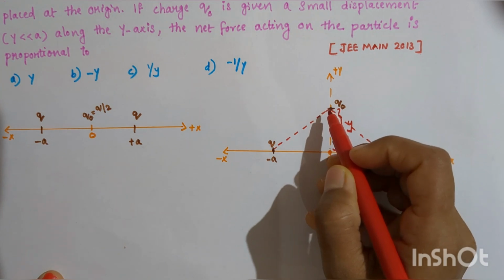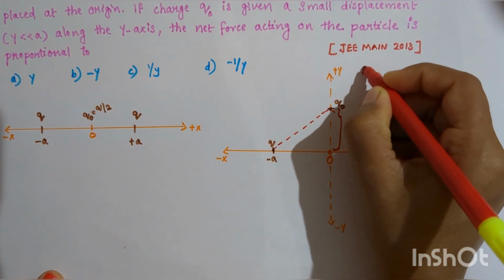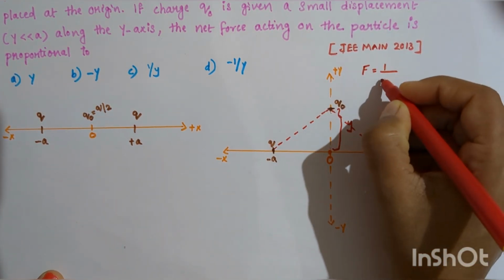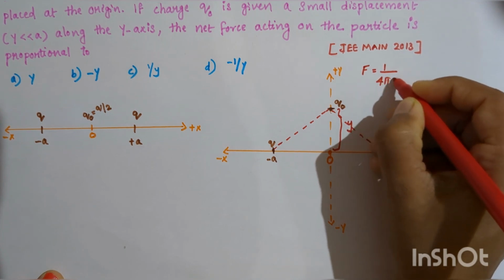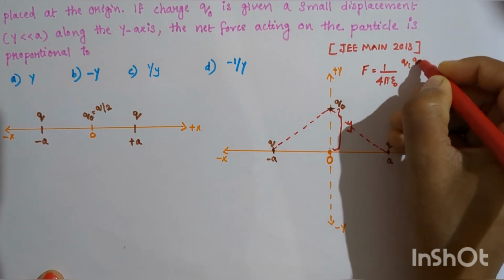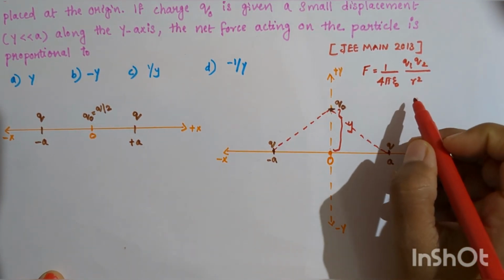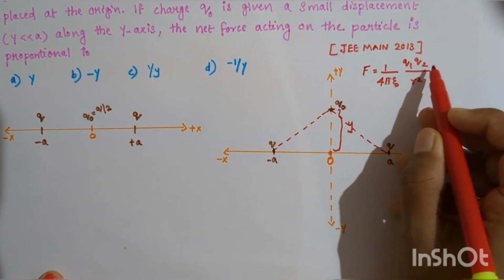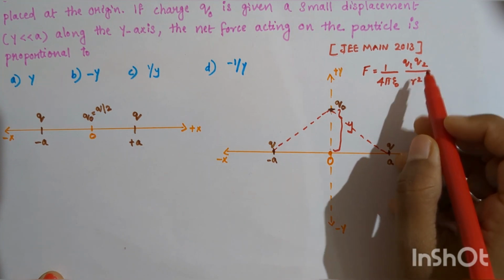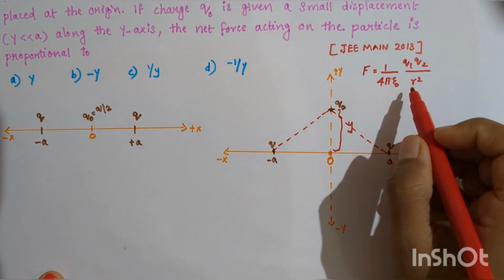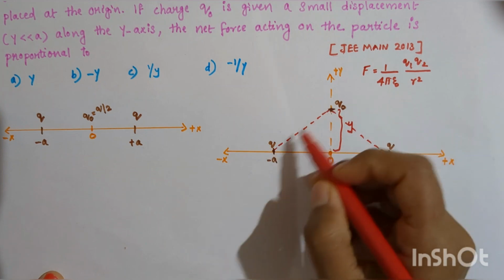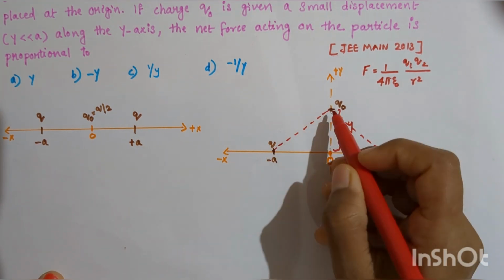The magnitude of the force between two charges is given by Coulomb's law, which is 1 by 4 pi epsilon 0 q1 q2 divided by r square, for the force between two charges q1 and q2 separated by a distance r. So let us apply this equation to the case of these two charges q and q0.